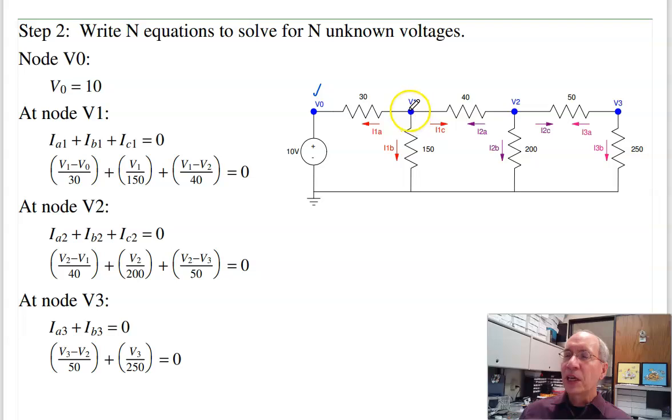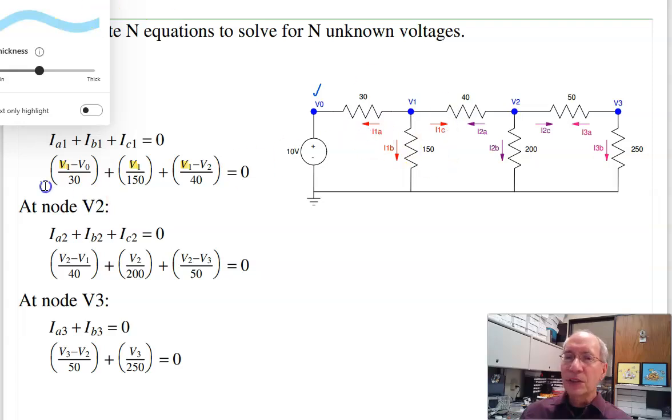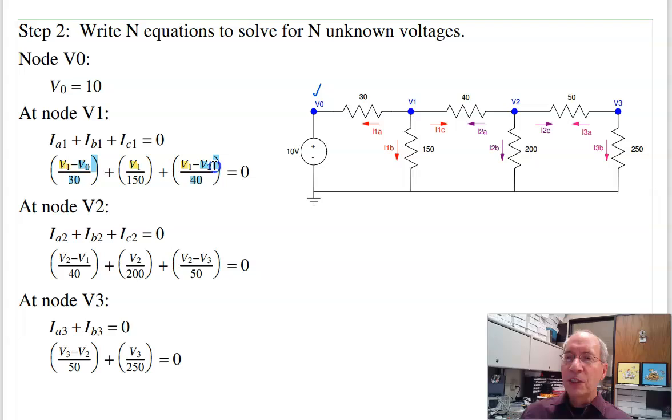So if I do that, the current left is b1 minus b0 over 30, plus b1 over 150, plus b1 minus b2 over 40, equals 0. Now the pattern that I mentioned is this. If you notice at node 1, all the b1s are positive. All the other nodes, b0 and b2, are negative. That's a quick way to check your answer. When you write the node equation at node 1, all the b1s are positive, everyone else is negative.